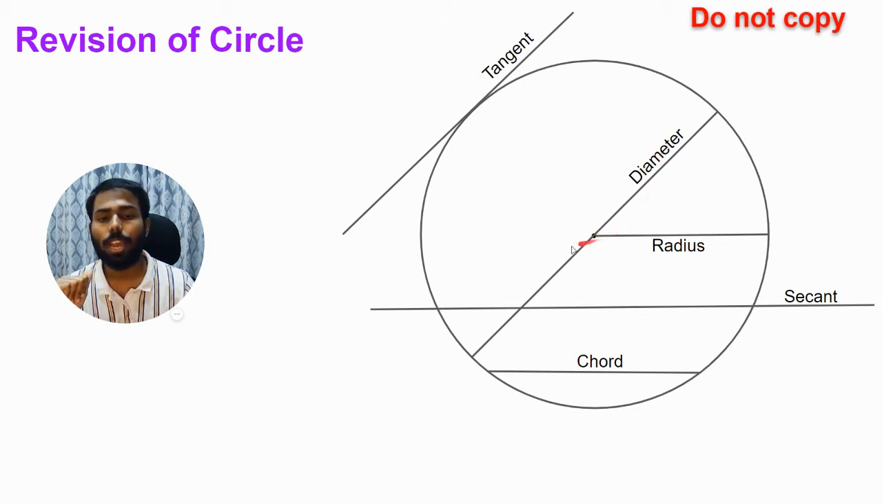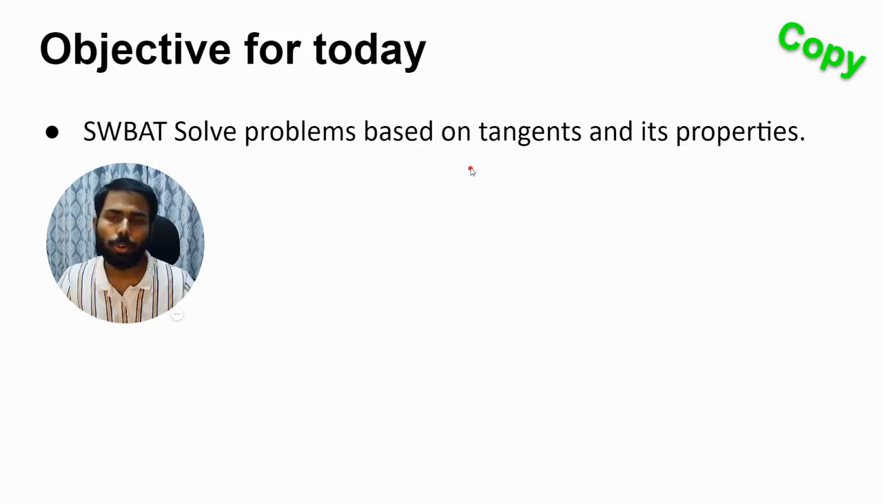Okay. If the line segment is going outside the circle, then you will call it as a secant. And if a line drawn from outside the circle is touching the circle at only 1 point, then it is called as a tangent. Okay, and we're going to learn many things about tangent in this learning session. Okay, so our objective for today is going to be students will be able to solve problems based on tangents and its properties. So we know what a tangent is.